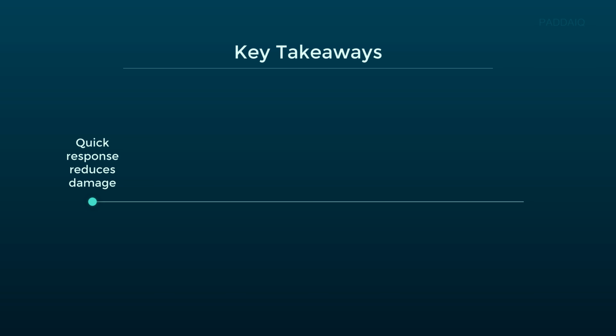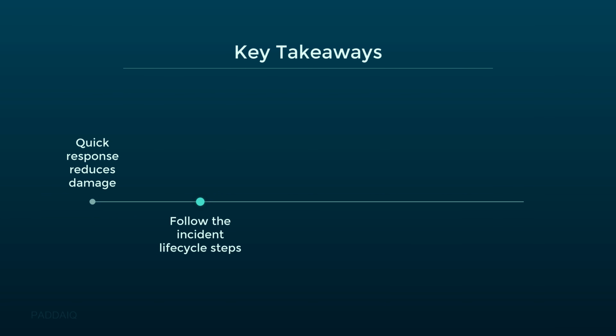Key takeaways. Quick response reduces damage. This means acting fast when an SAP issue occurs limits its negative effects. For example, if a payment process fails, addressing it immediately prevents order delays and customer frustration. Therefore, timely action is key to minimizing business impact.